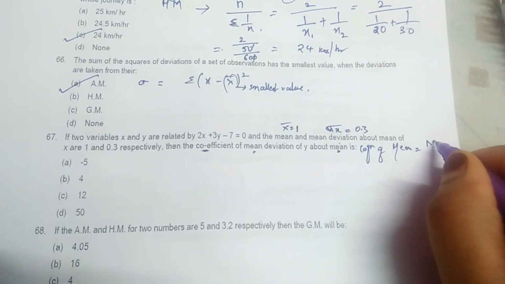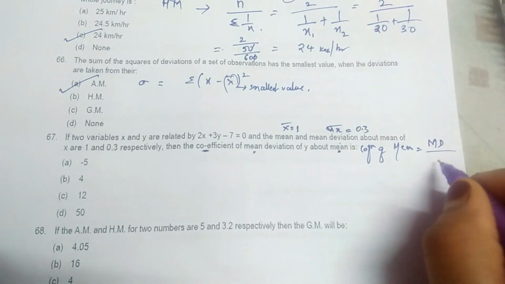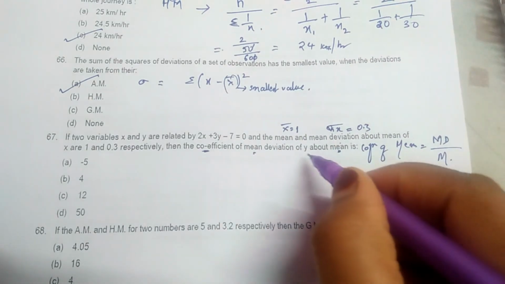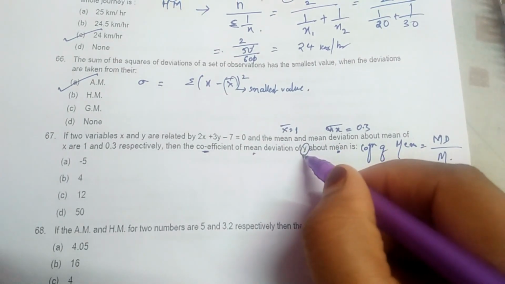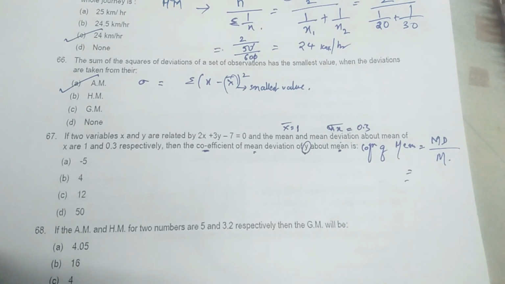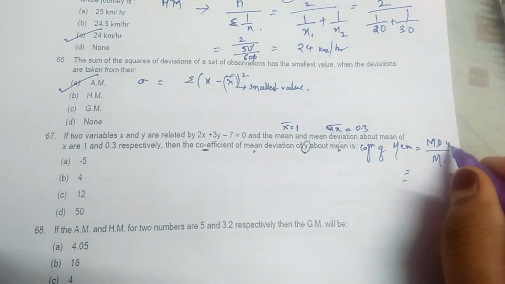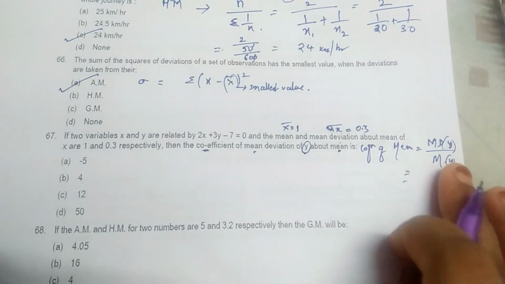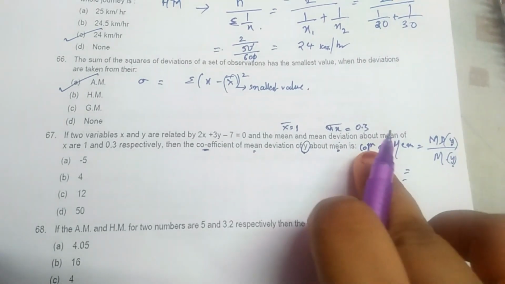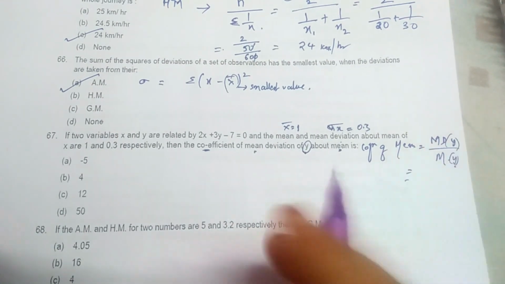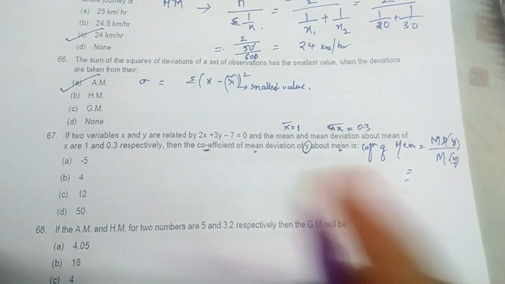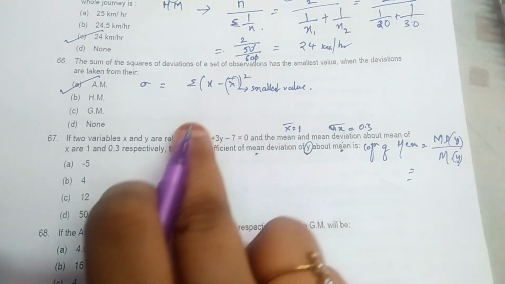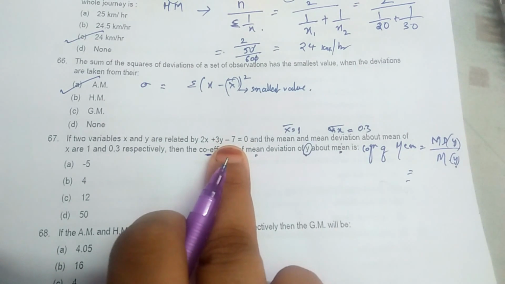The answer is the mean deviation divided by the mean. We have to find out the mean and the mean deviation of y, so that we get the coefficient of mean deviation. First, let's find out the mean of y. That's simple, you just need to get everything in terms of y.